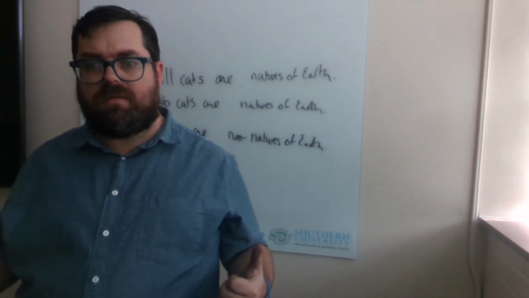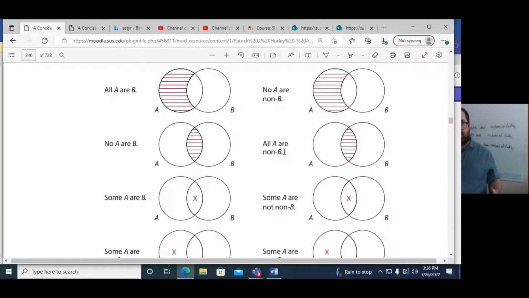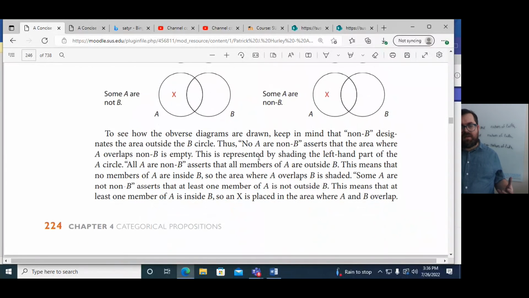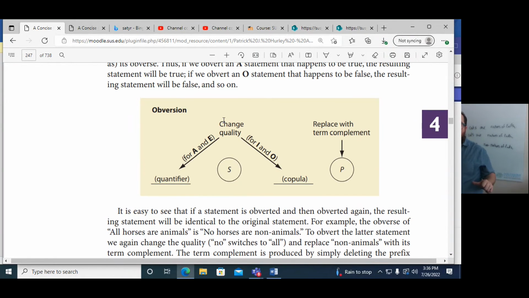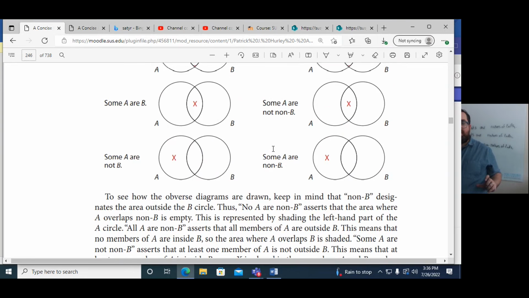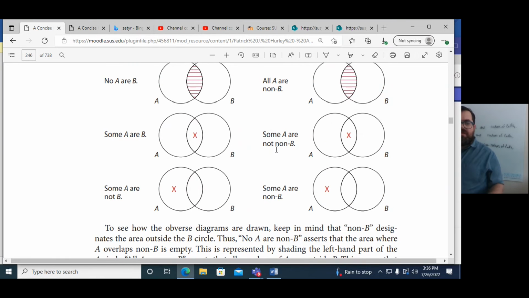All right, go back to the textbook. So that's obversion. And here's the infographic, right? Change the quality, not the quantity. So some S are P become some S are not. Oh, that's the other thing. Let's mention that. Remember, the complement for O propositions is "are not," and do not confuse "are nots" with nons. That can get a little confusing.